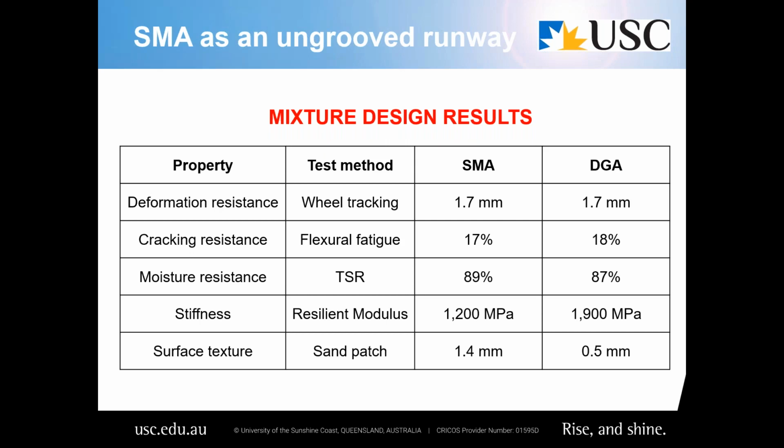So that was tested on slabs prepared in the laboratory, 1.4 millimeters, dense graded. To be honest, we didn't test the dense graded surface texture, but we know from experience that it's always between about 0.4 and 0.6 of a millimeter. So I just average those and call it 0.5 for the purposes of this comparison. So excellent performance relative to the dense graded asphalt that we're all used to. A little bit less stiff, that's okay because this isn't structural.